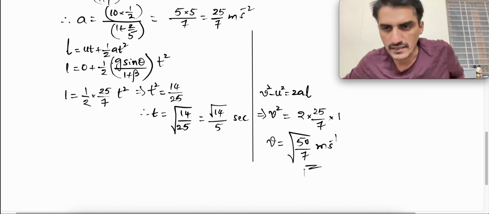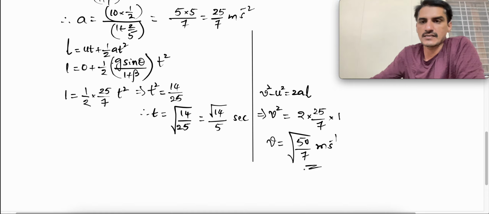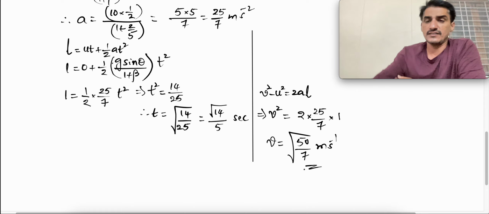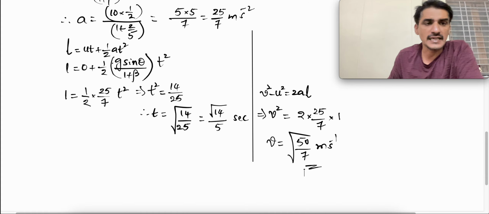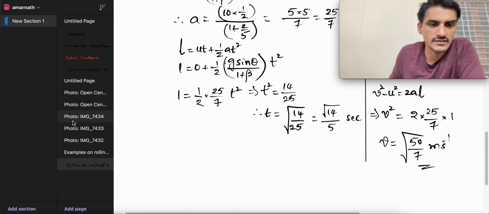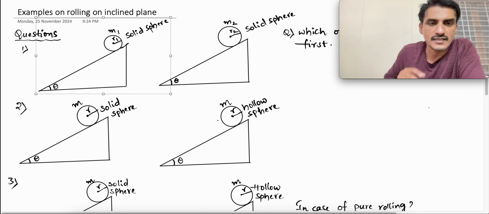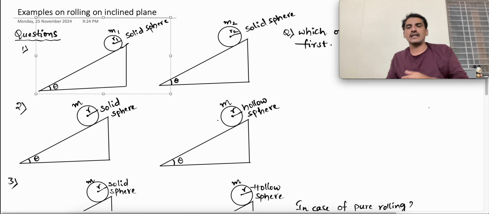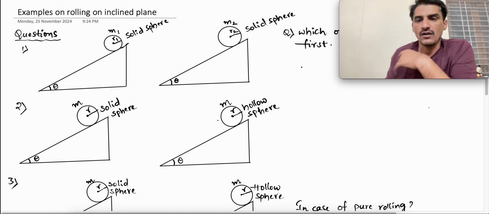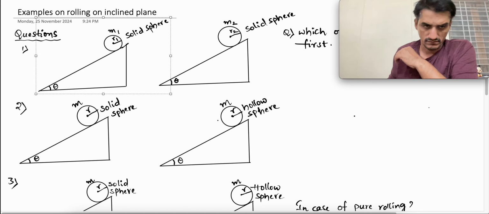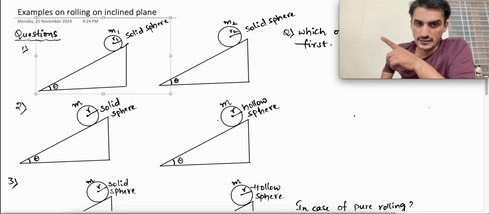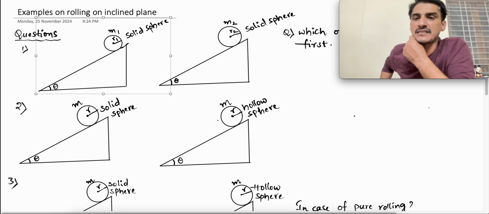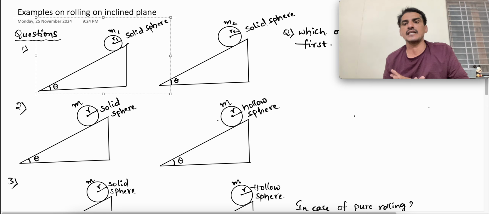Okay. Now let us discuss some questions. Let us have a discussion about some very interesting questions regarding the inclined plane. Now see, these are the questions. First one, let us see the first case. There are two spheres, both are solid spheres in the first case, but both are of different masses and different radius.